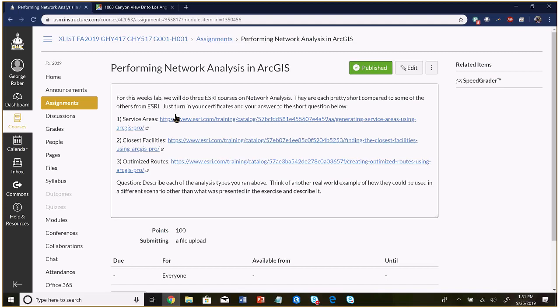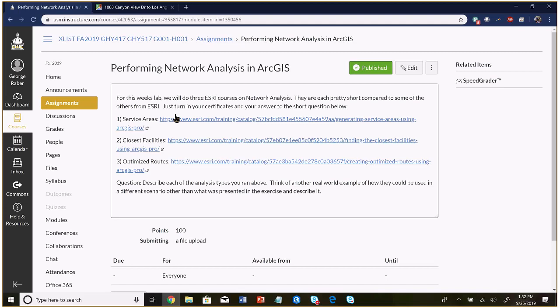Is that all one module? No, 3 different modules. 3 different modules? And each one says they take under an hour to complete. And you just turn in this one hour. Right. Do they give us certificates like the first one? They do. Okay. Yep. Turn in the certificate.